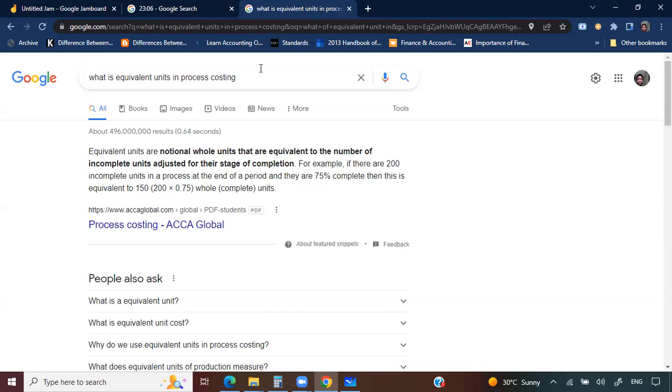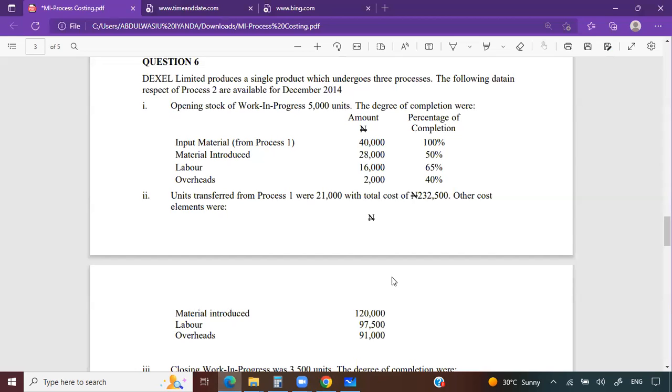So what is now the equivalent unit? The equivalent unit will be the total multiplied by the percentage. What is the total multiplied by the percentage? And whenever you have any question in process costing, and you see them giving you a percentage, before you even go deep into that question, have it at the back of your mind that there is work in progress in that particular question.